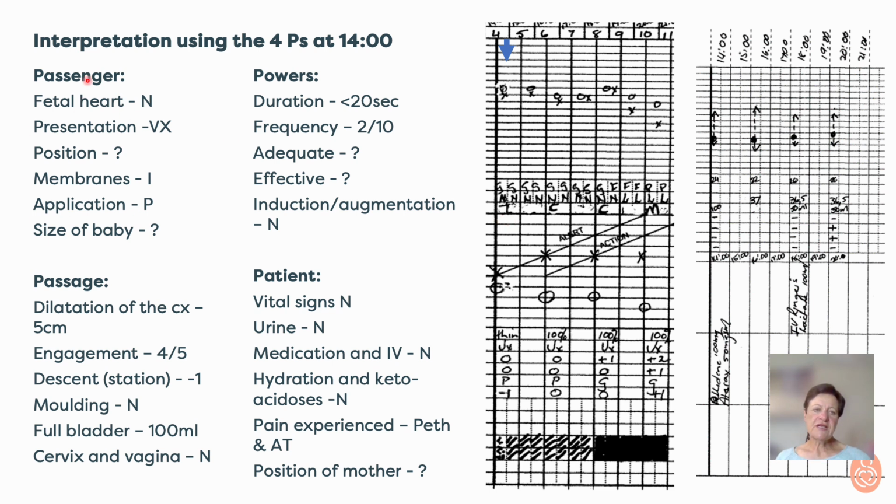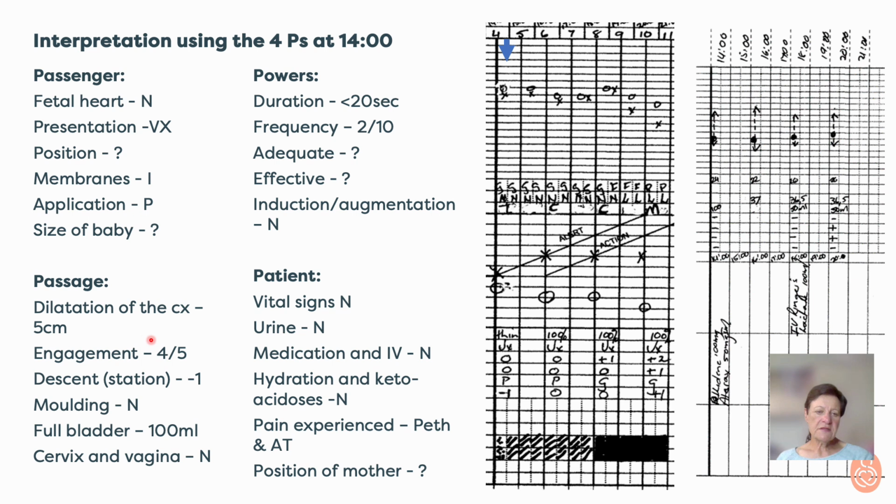So when we look here at the passenger, we see that the fetal heart's normal. Presentation is vertex. We still don't know about the position. Membranes are still intact. Application is still poor, and we will look at that just now, and we still don't know the size of the baby. When we look here at the passage, we see that there was now a little bit of progress. The patient progressed from 2 centimeters to 5 centimeters dilatation, and she's in the active phase of labor now.